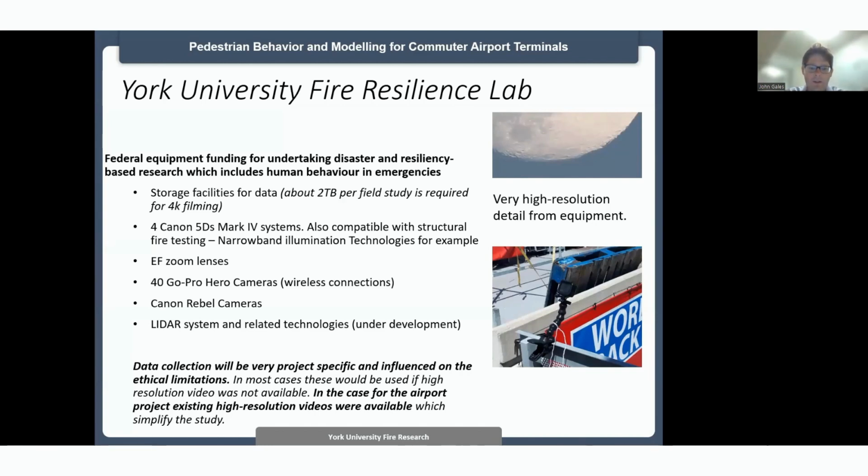But one of the things to be really careful about when we're considering the data collection is it's going to be very project specific and influenced by ethical limitations. For example, in many cases that you may encounter is that even though they may have CCTV footage, it may not be at a resolution that's significant enough to be able to get good quality analysis from that video footage.